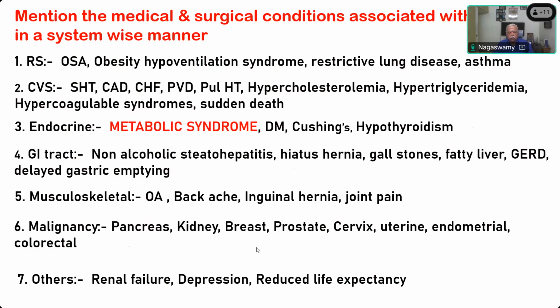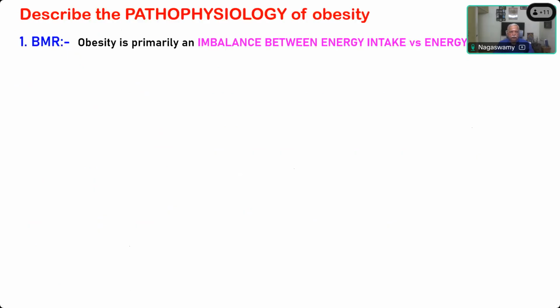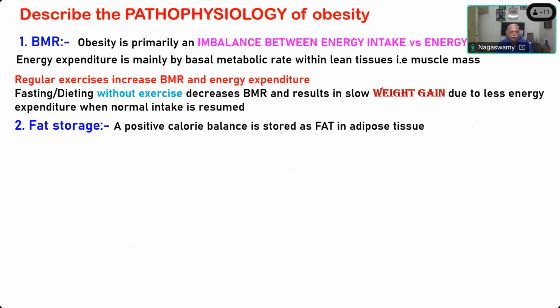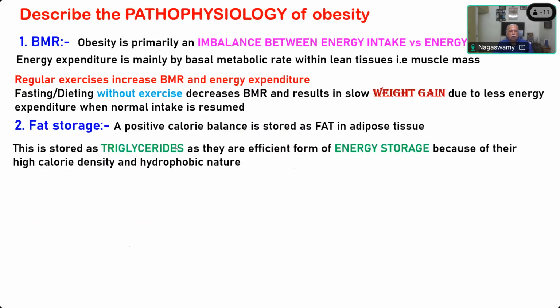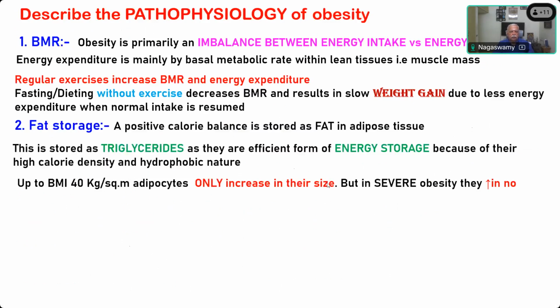And unless they take measures to reduce their body weight, usually the life expectancy is reduced compared to non-obese patients. And pathophysiology, of course, it is mainly because of the imbalance between energy intake and energy expenditure. And fat storage happens in the form of triglycerides in these patients.